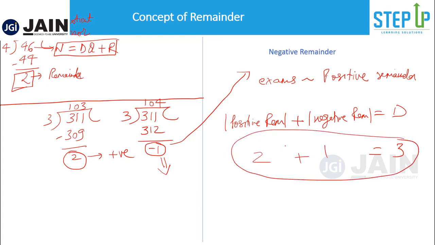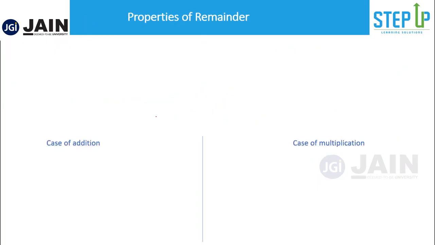Okay, now let's look at a few more properties of remainder. In the case of addition, let's say you have 12 plus 14, and you were to divide this by 11. So you can obviously say this is 26 upon 11, and 11 into 2 is 22. So your remainder is 4 in this case.